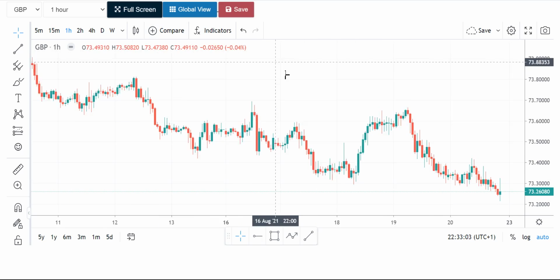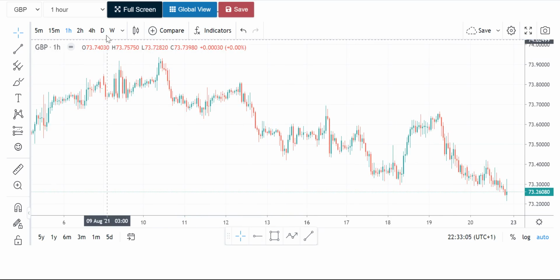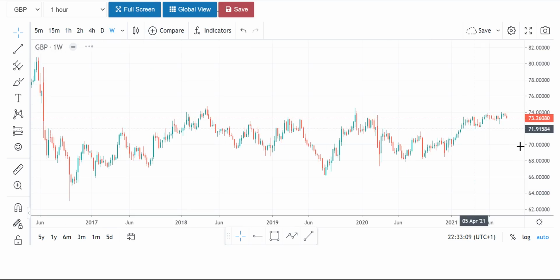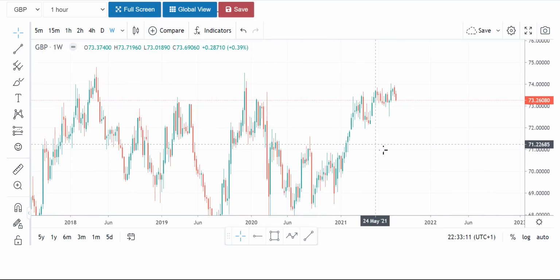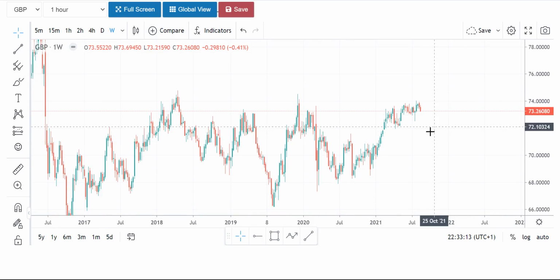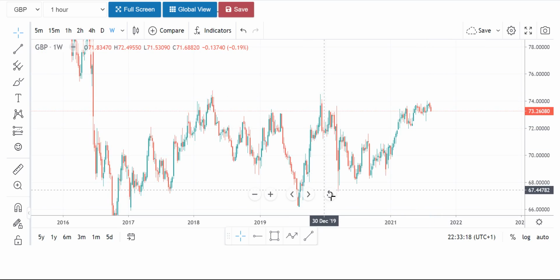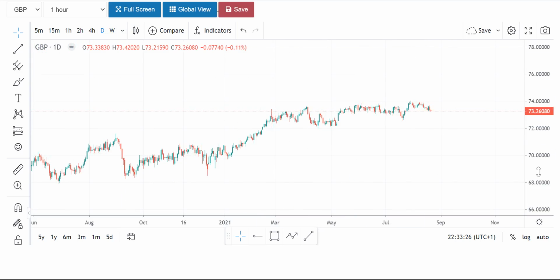Now let's move to the next pair. The next pair we'll be taking a look at is GBP. On the weekly time frame, what can we see? We notice that GBP has been trading within this range and this range as well. It has been trading for some weeks now. Now let's go to the daily time frame.